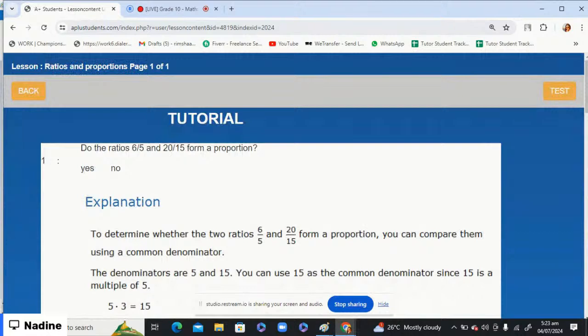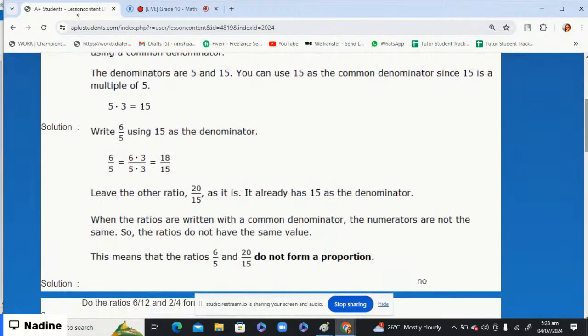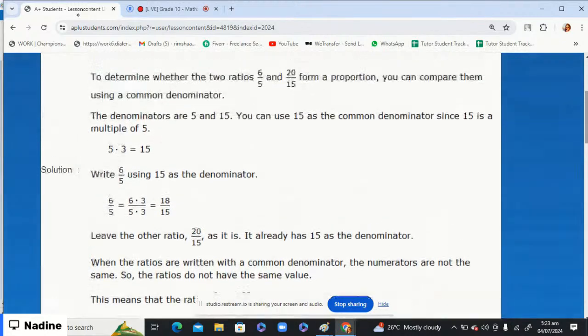So look here, do the ratios 6 by 5 and 20 by 15 form a proportion? Let's check whether they form a proportion or not. How to check this? For example, here is 6 by 5 and here is 20 over 15. We just compare them and check whether their ratios become equal or not equal.